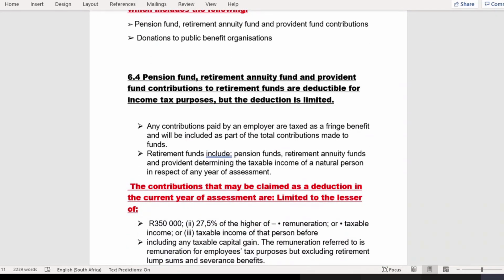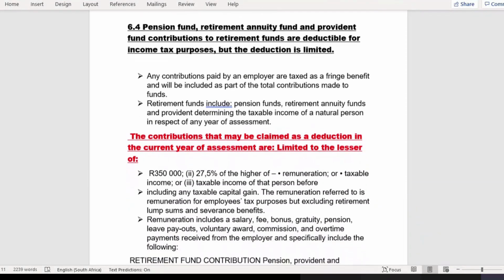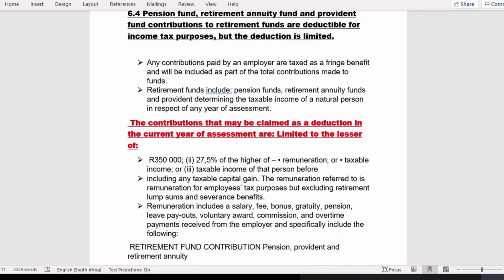So looking at your pension fund, your retirement annuity fund, and provident fund, contributions to the retirement funds are deductible for income tax purposes, but we've got some limitations on that process that we have to follow. It says that any contribution paid by an employer is taxed as a benefit and will be included as part of your total contributions made to funds. Your retirement funds, including your pension fund, your retirement annuity fund, along with your provident fund, when you determine your taxable income for a natural person in respect of any year of assessment. The nice part about this is, as an employee, you don't have to do these things. Your employer does that on your behalf.